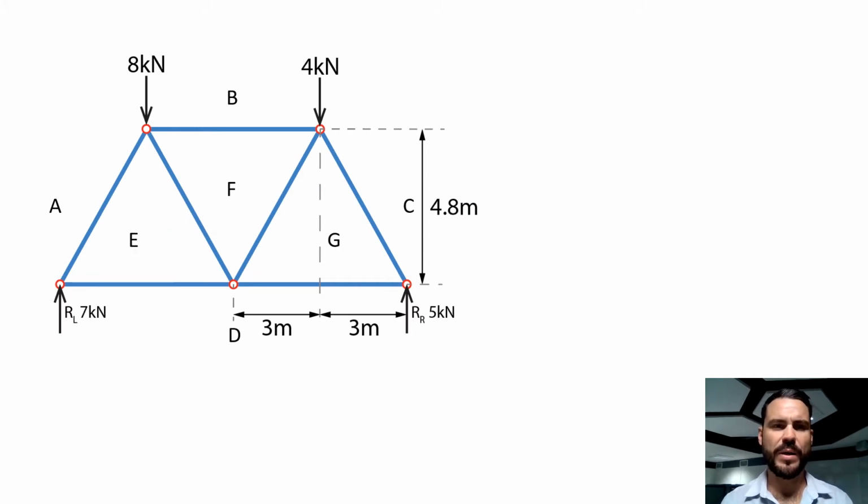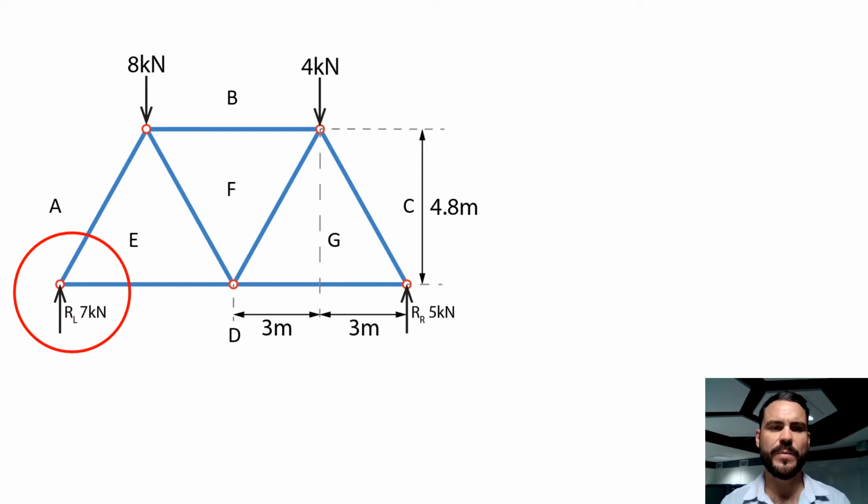So just remember all of those bits. We've now got our system complete, complete with Bow's notation, and we can start breaking this system up into pieces so that we can solve the members as we go.